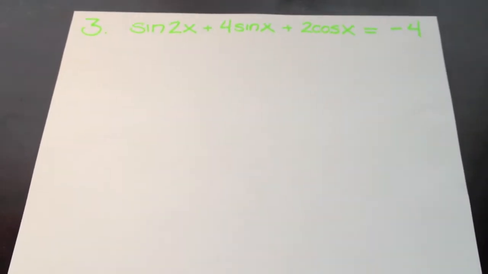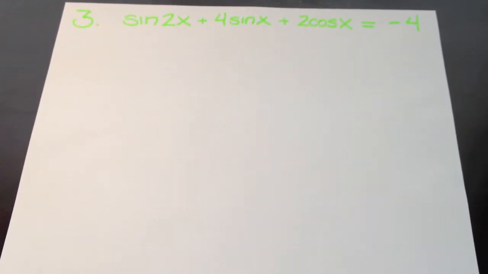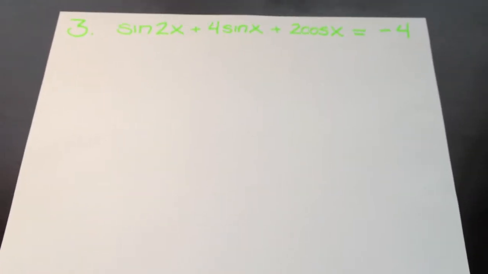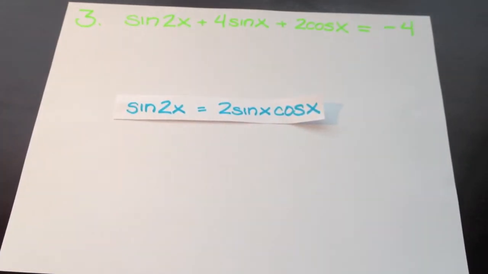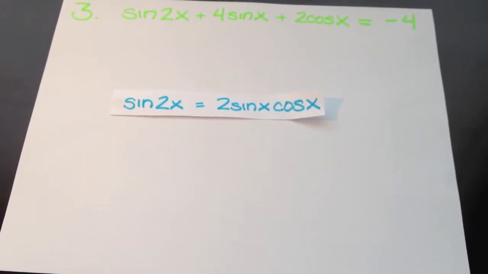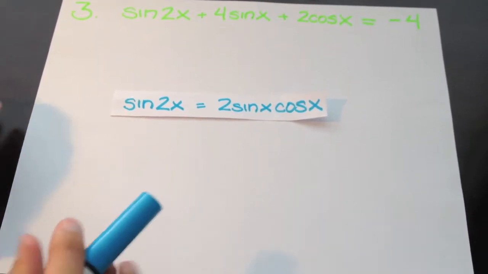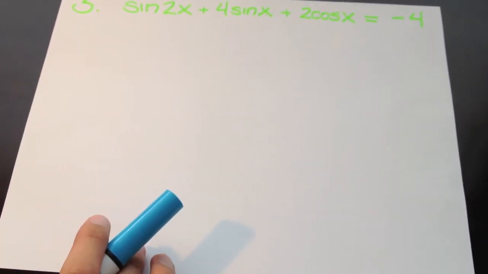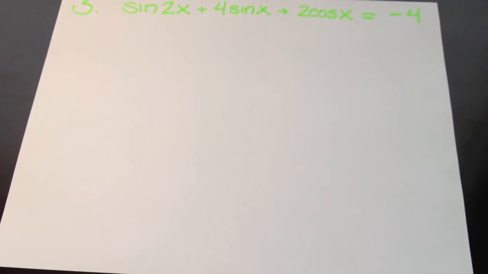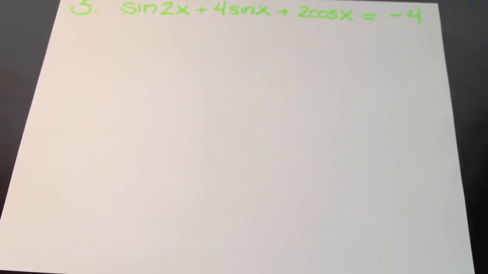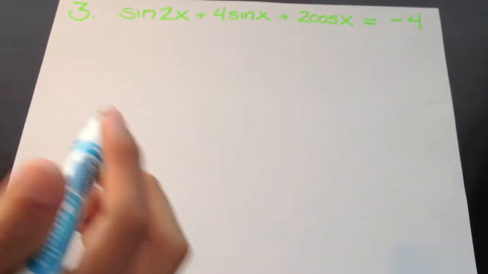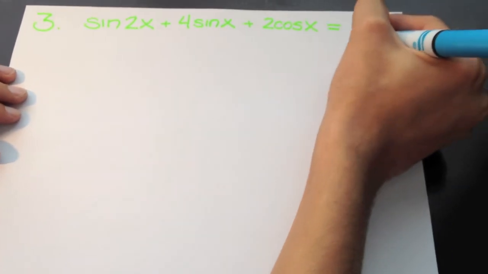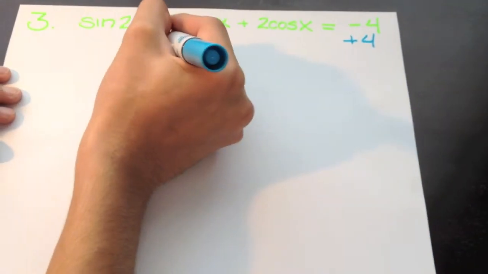Welcome. Today we're going to be solving our third trigonometric function using our trigonometric identity of sine 2x equals 2 sine x times cos of x. Our trigonometric function is sine 2x plus 4 sine x plus 2 cos x equals -4. So we're going to first add 4 to both sides of the trigonometric function to set it equal to 0.